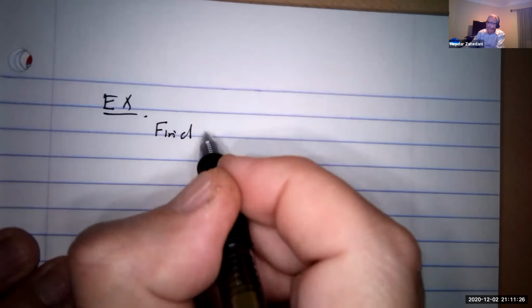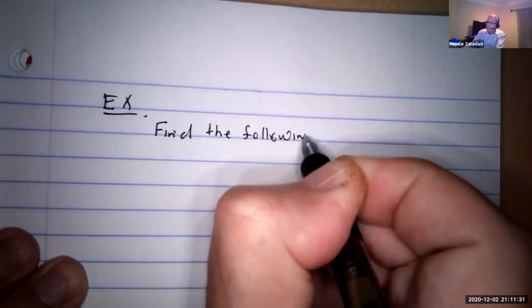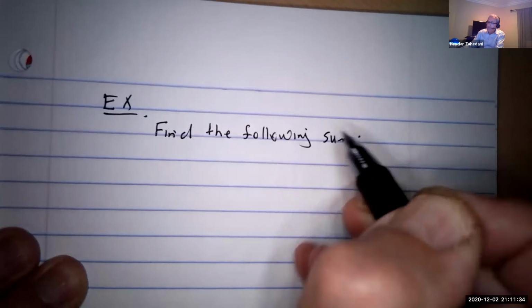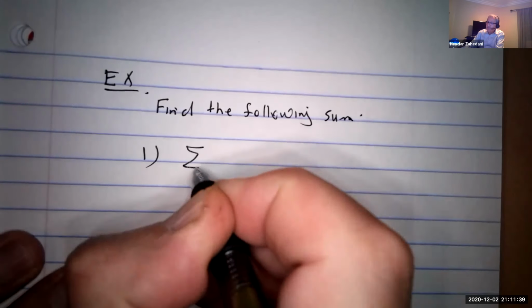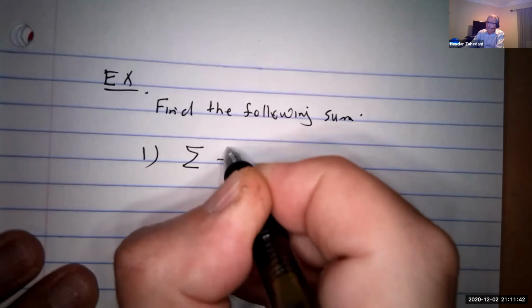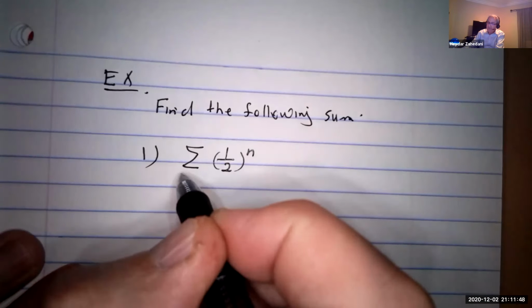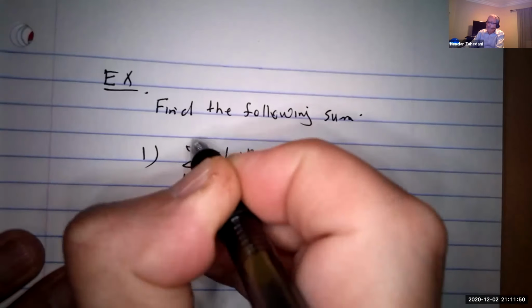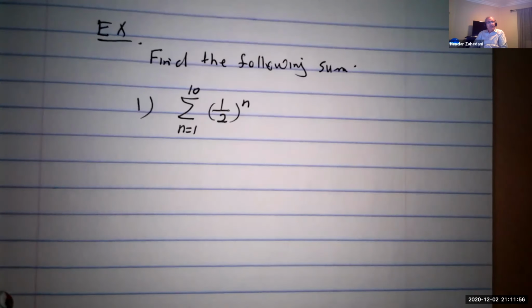Find the following sum, if you like. You would like to find the sigma of, sometimes we write it in sigma form, 1/2 to the n, from 1 to 10. So you have to list it to understand it. What type of sum is this one? It's a geometric sum. But I list it so that you can see it.